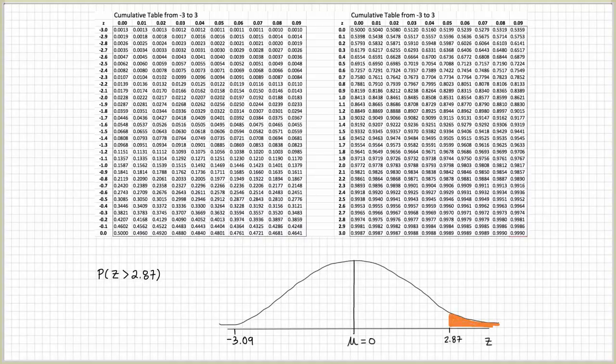Now, keep in mind that orange shade, do you think that's 50% of the curve? No, not at all. It's less than 50%. Let's keep that in mind, because when we read things on the table, we think, well, that's the answer. Well, we've got to be more careful. Okay, so the next thing we want to do is let's find 2.87 on the table.